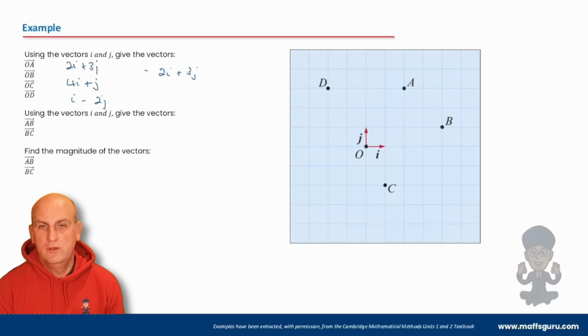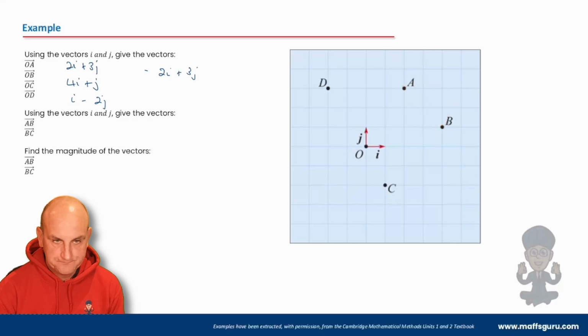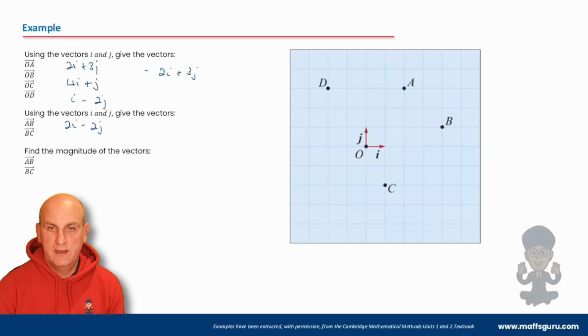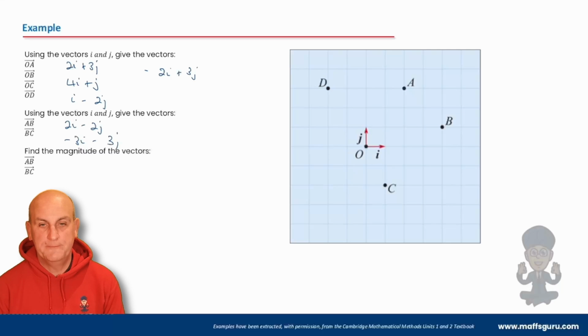Right. Using the vectors i and j, give the vectors A to B. Well, A to B is going to be minus 2i. Oh, no, it's not. Try that one again. It's going to be 2i minus 2j. And what about the next one? B to C. I'm going to go from B, so I'm going to go down 3 and back. How many? 3. So minus 3i and minus 3j. Okay, what about the next one?